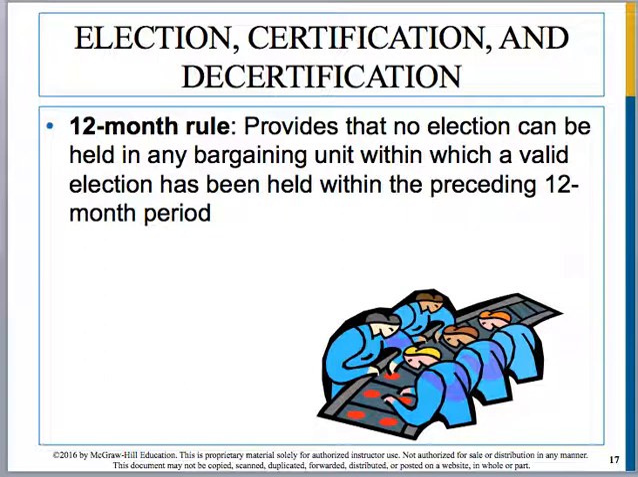We have a 12-month rule that covers election certification and decertification. It provides that no election can be held in any bargaining unit within which a valid election has been held in the preceding 12 months. So you have to wait until 12 months have elapsed. You cannot try to jump back in at 6 months, 8 months.